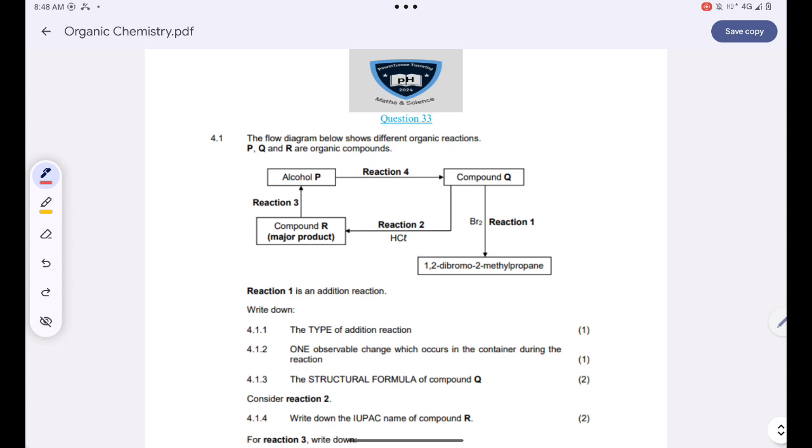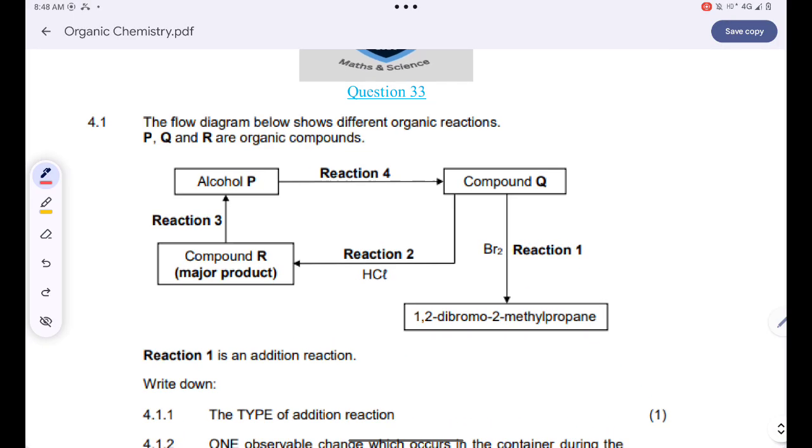Okay, let's start, guys. The flow diagram shows the different organic reactions. P, Q, and R are organic compounds. Okay, and then yeah, we do have our flow diagram then. Before we just answer the questions, let's just observe our flow diagram.